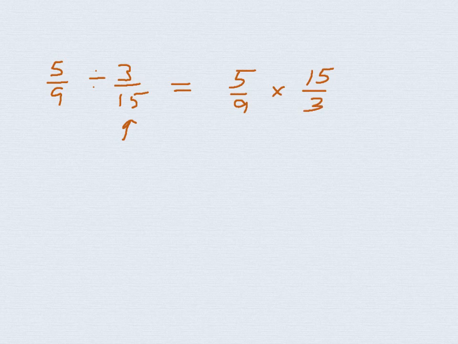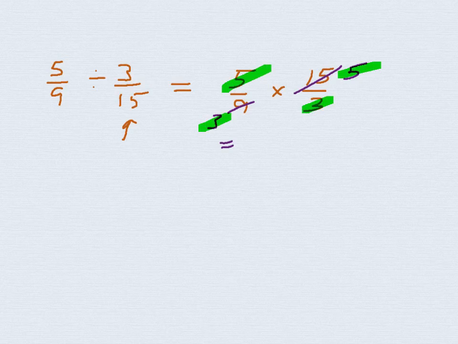Now to complete the question, you can do the same thing you did before. You can multiply across the tops, or you can cancel first. Entirely up to you. If you wanted to cancel first, well, you could take out a factor of 3. Let's just say you took out 3 goes into 15 5 times, and 3 goes into 9 3 times. What you're left with is 5 times 5 on the top and 3 times 3 on the bottom.